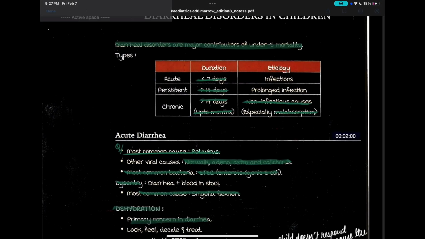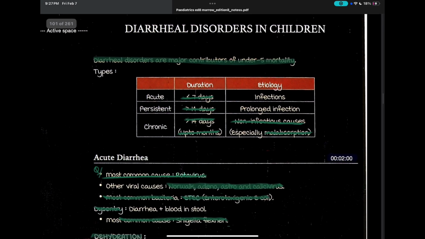Very important topic, diarrheal disorders in children. Diarrheal disorders are major contributors of under 5 mortality. Types: acute, persistent, and chronic.